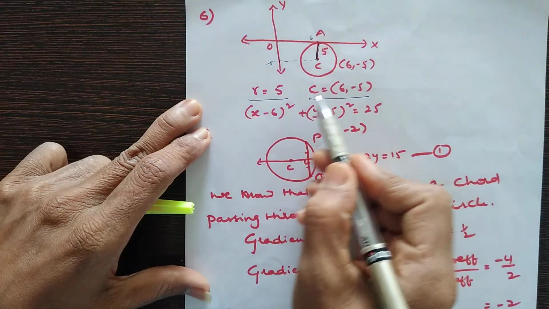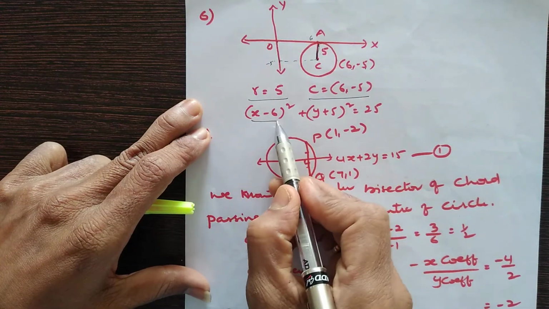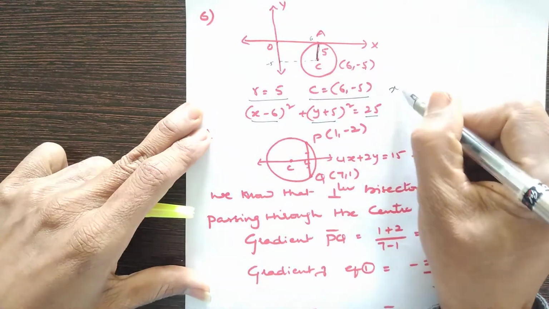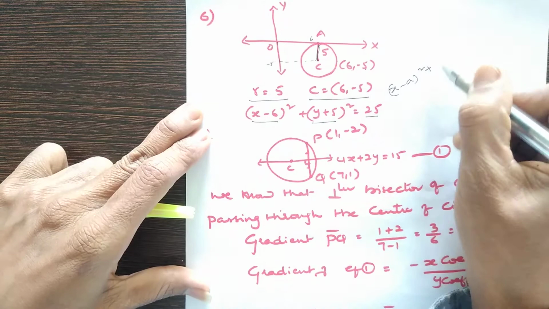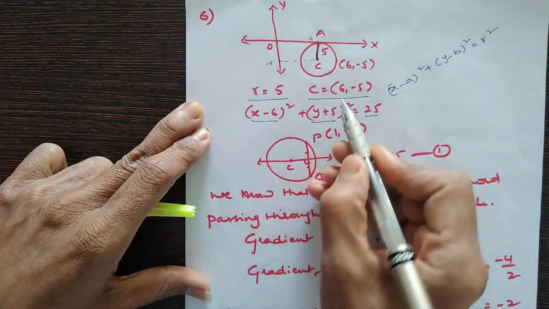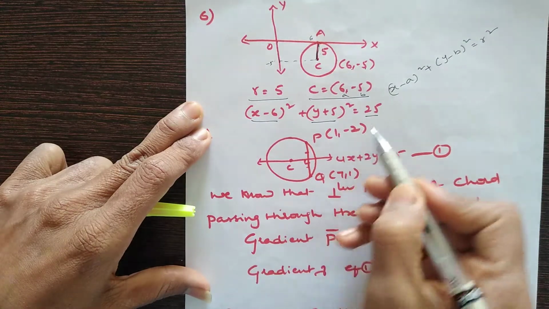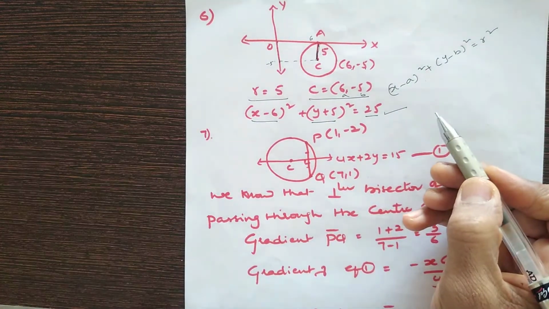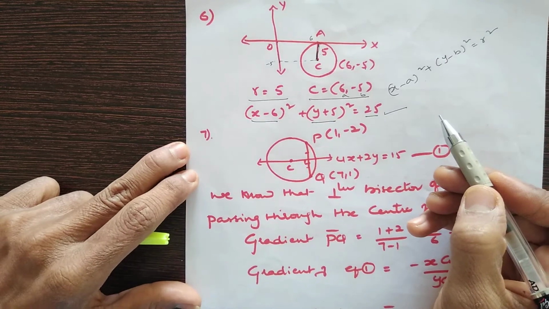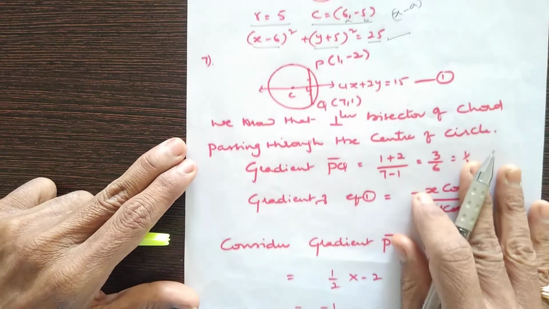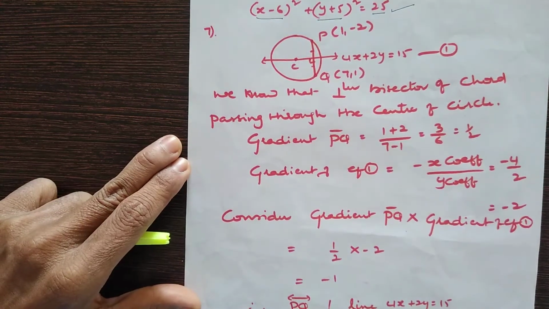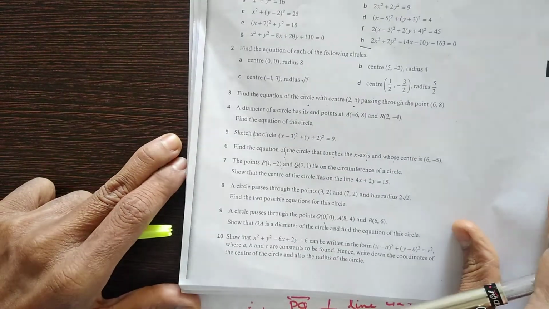Then if you know the radius and center, x minus a whole square plus y minus b whole square is equal to r square. This is a, this is b. Substitute, you will get the equation of the circle, and then you simplify. Okay, now next, the 7th question. What is the 7th question? See here, let me read the question first.